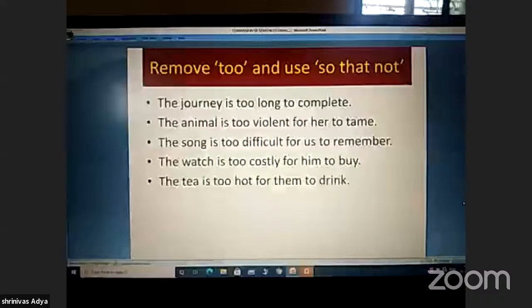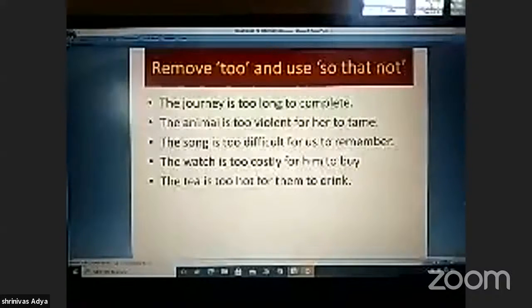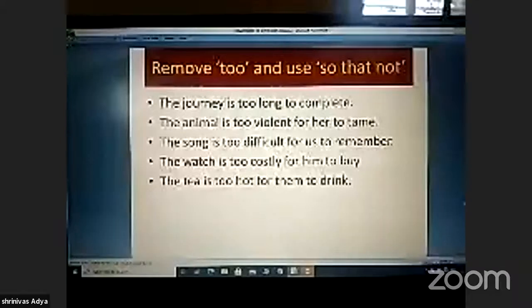The journey is too long to complete, the first sentence. The animal is too violent for her to tame. Completed, sir. Okay, has everyone completed all 5 sentences? Okay, take your time.